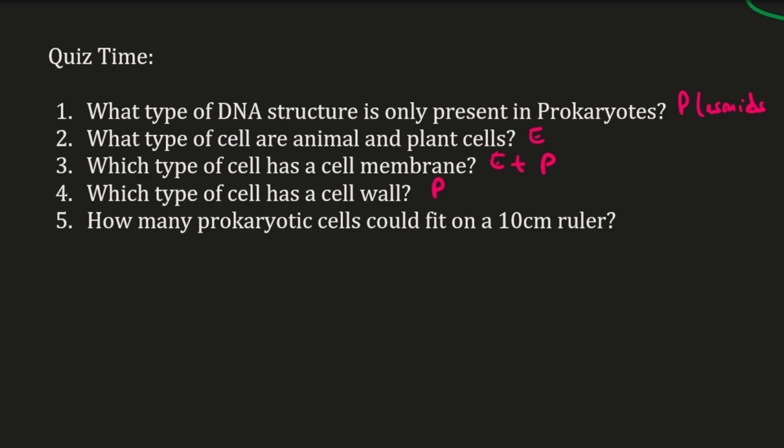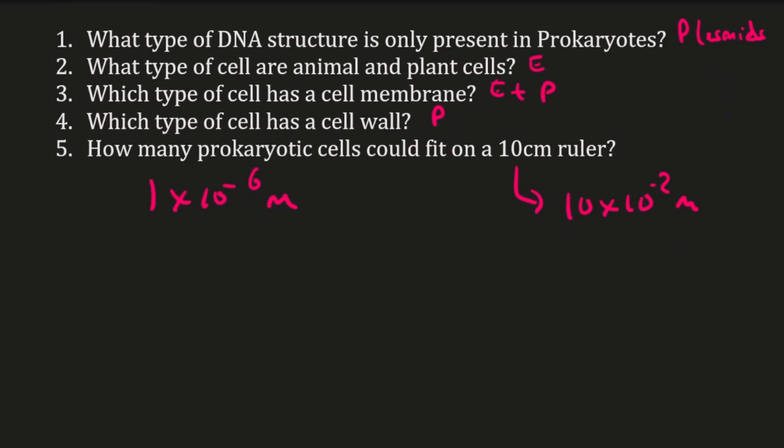And how many prokaryotic cells could fit on a 10 centimeter ruler? We said that a prokaryotic cell is 1 to 10 micrometers long, so let's take 1 micrometer as the length of a prokaryotic cell. 1 micrometer is 1 times 10 to the minus 6 meters, and 10 centimeters is 10 times 10 to the minus 2 meters. You should be able to convert both of those. Then we can just do 10 times 10 to the minus 2 over 1 times 10 to the minus 6 to work out how many prokaryotic cells could fit on our ruler.